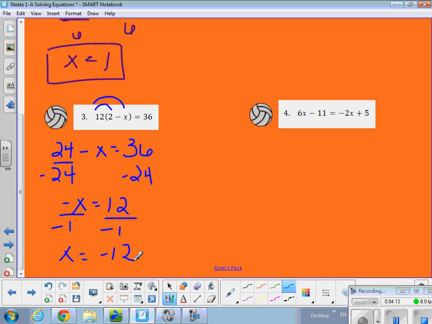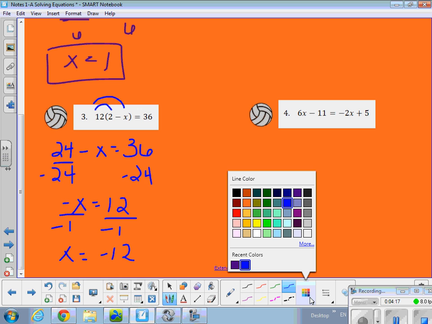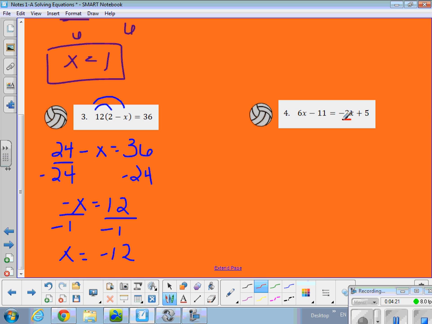So for number 4, we want to get our x's on the same side. To do that, I want to get this negative 2x over to the other side. Well, I see that's a negative 2, so I'm going to do the opposite and add 2x to both sides. So then 6x plus 2x is going to give me 8x minus 11 is equal to 5.